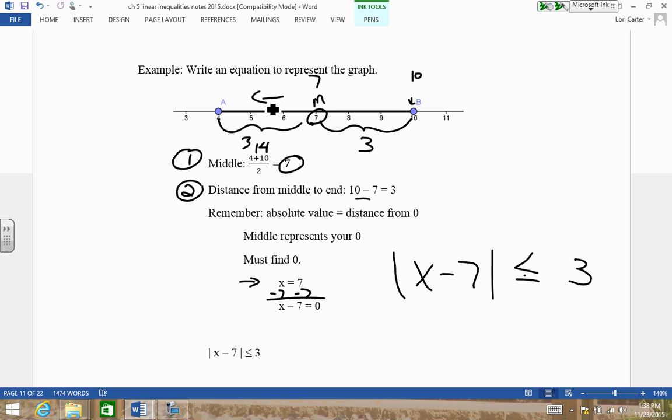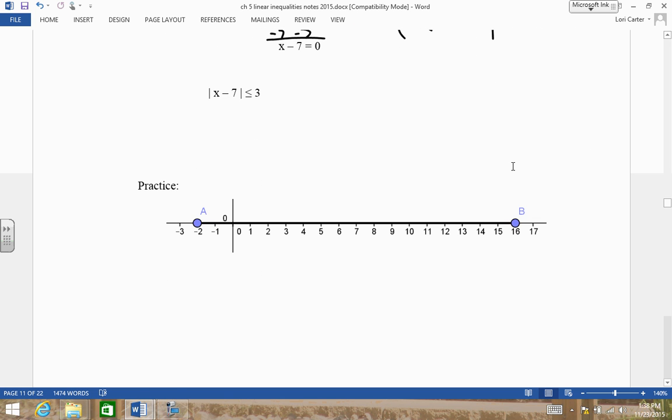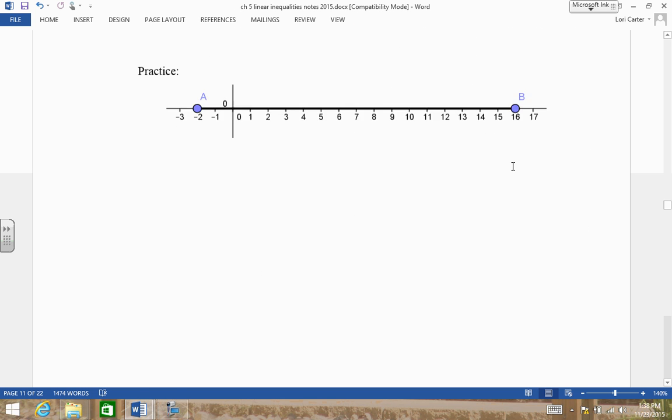We've done this before. Can absolute value ever equal a negative number? No. I could never say the absolute value of x is less than negative 2. Can I do that? No, because absolute value is always positive. So this is no solution. That's not possible. Just a little side bit there, in case it shows up on your homework.